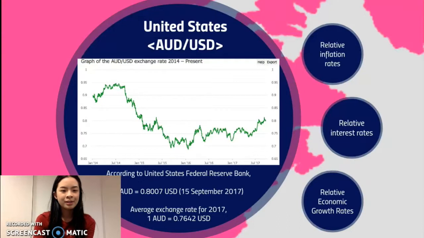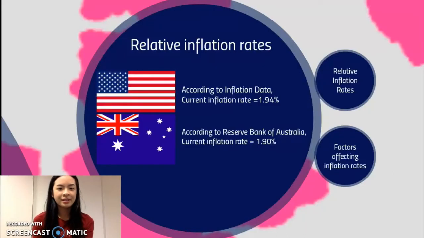We will now look at some factors that affect the exchange rate value of a country's currency. We will first start off by comparing the relative inflation rates of Australia and the US. According to inflation data, the current inflation rate of the US is 1.94%, and according to the Reserve Bank of Australia, the current inflation rate of Australia is 1.90%. Both countries' current inflation rates are below their target inflation rate.